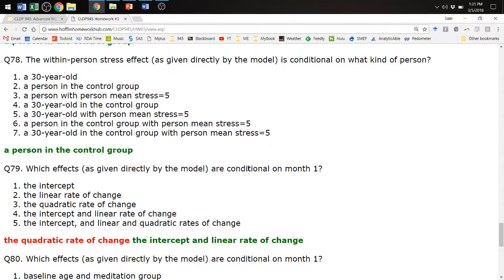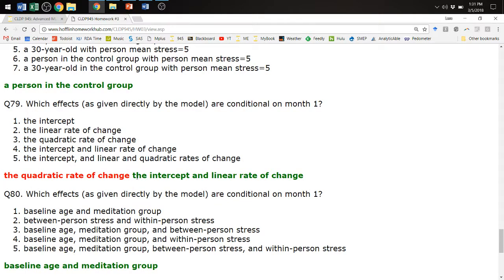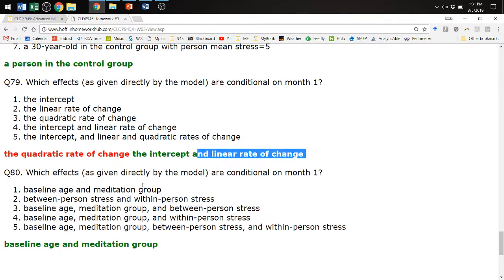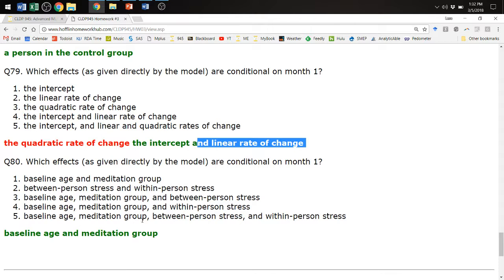And then going the other way, which things interact with time. In this case, the intercept is conditional at month 1 because everything makes the intercept conditional. The linear rate of change is also conditional on month 1 because of the quadratic rate of change. The quadratic rate of change, though, is unconditional. It would only be conditional on month 1 if there were a cubic rate of change in the model as well. And then down here, which variables interacted with time: baseline age and meditation group.